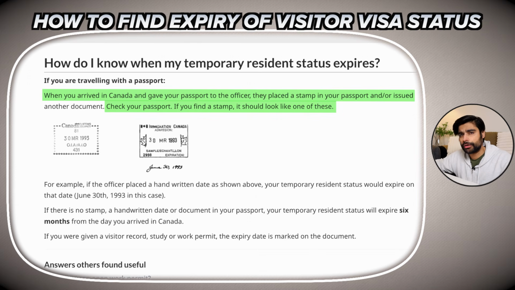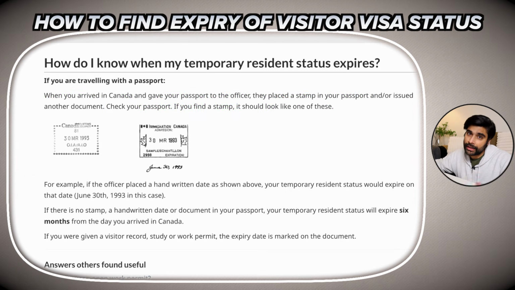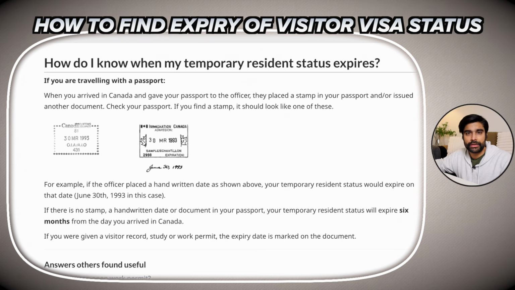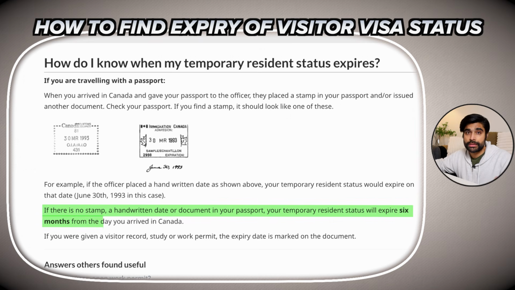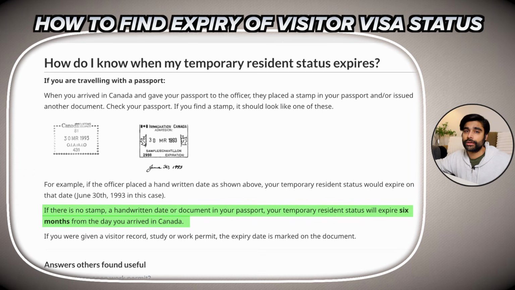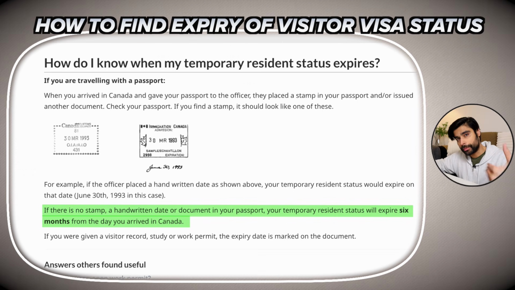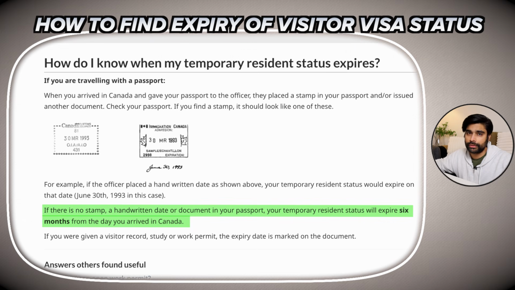Now, if the officer did not put an expiry date in your stamp, but simply put a seal and an entry date, or maybe they didn't even put the entry date, but you know when you entered Canada, the expiry of your current status would be 6 months from the day that you entered Canada. So let's say you entered Canada on January 1st, 2024. So the expiry you can assume to be on June 30 or July 1st, 2024. That would be 6 months.